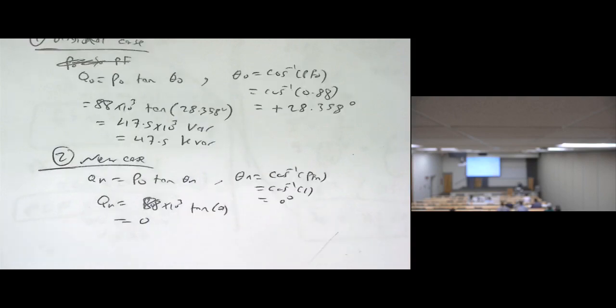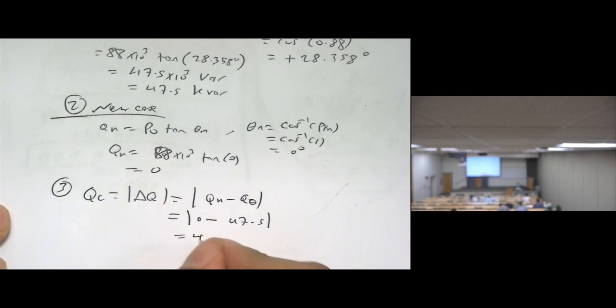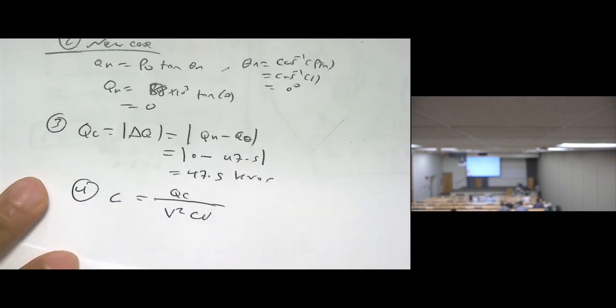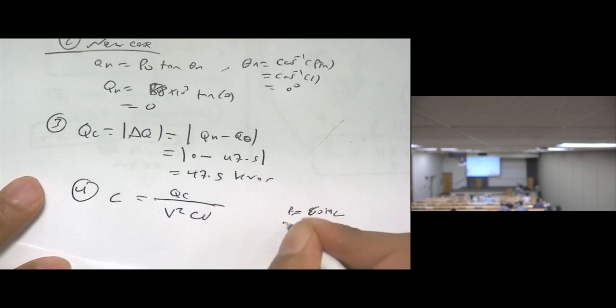Okay? Then, third step, Q_C will be the absolute value of delta Q, which is the absolute value of Q_new minus Q_O, which is 0 minus 47.5, so it's going to be 47.5 kilovar. And the last step, C will be Q_C divided by V squared times omega. Omega is not given, so the default is f equals 60 hertz, then omega equal 2 pi times f, which will be 377.